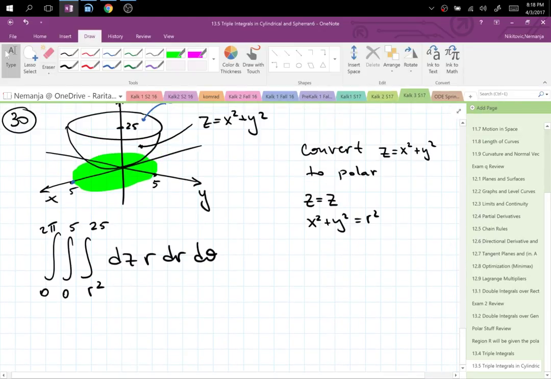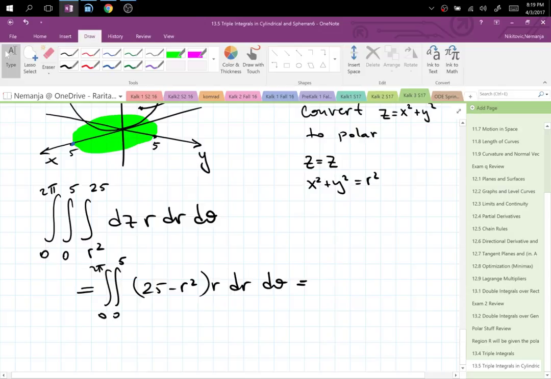So now I know that this one is r squared. That's the bottom of the shape. And the top of the shape is the flat z equals 25. So it's from the bottom up, right? So from r squared to 25. And all I need to do now is to integrate this mess, which should be simple. dz, so that's going to be 25 minus r squared times r dr d theta. So now you will distribute r, get 25r minus r cubed dr d theta.